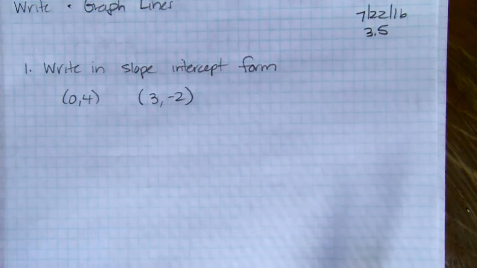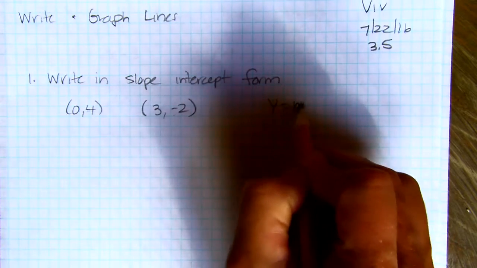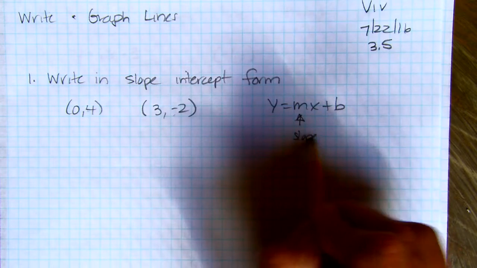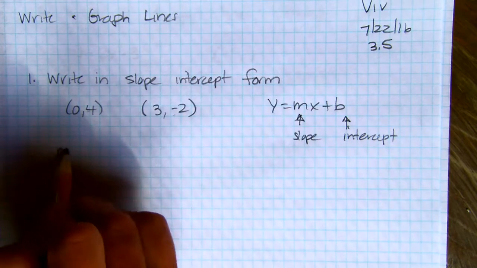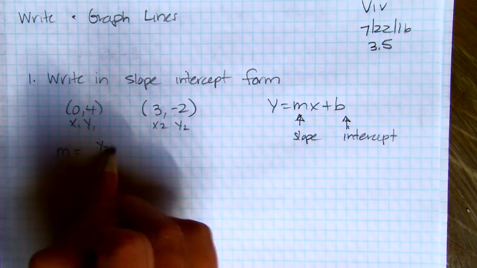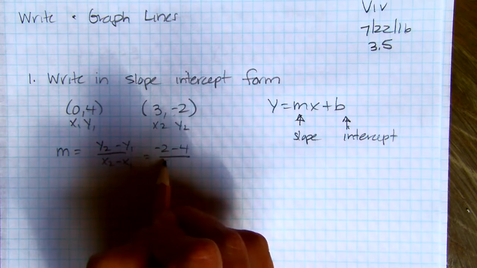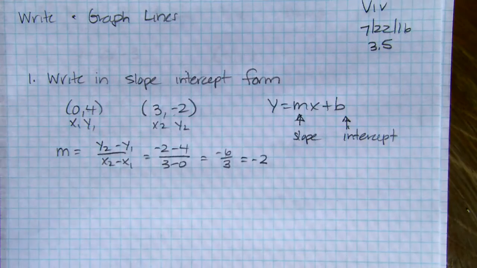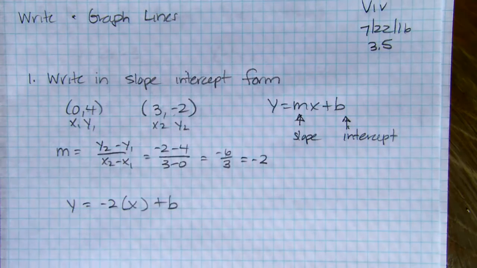The first set of instructions might ask you to, given 2 points, write an equation in slope-intercept form. If we recall, this is slope-intercept form because there's your slope and there's your intercept. So the first thing I should find is my slope, x1, y1, x2, y2. So negative 2 minus 4 over 3 minus 0 is negative 6 over 3, or negative 2. So now I know that y is negative 2 times x plus b.